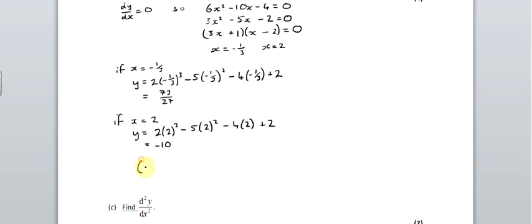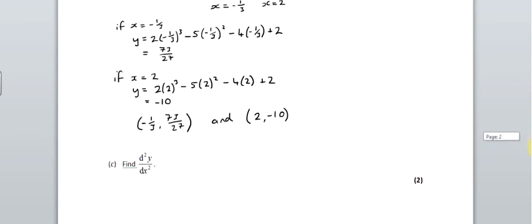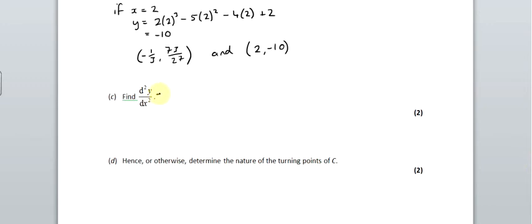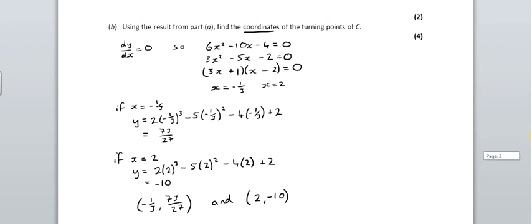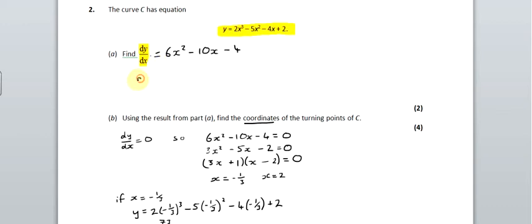So we've got 2 turning points. We've got one that's at minus a third, 73/27, and we've also got one that's at 2, minus 10, and that got us 4 marks. Now d2y by dx squared, well, from our result above, we differentiate it and we get 12x minus 10. If you're not sure where that came from, let me just go back up and show you. So I've just taken dy by dx and I've just said d2y by dx squared is equal to 12x minus 10.